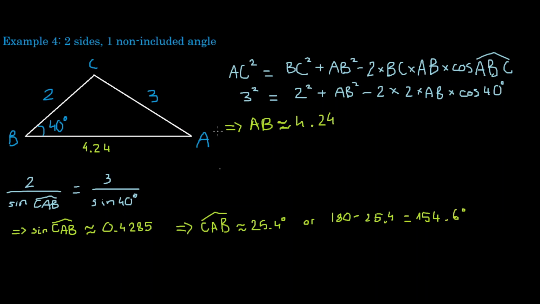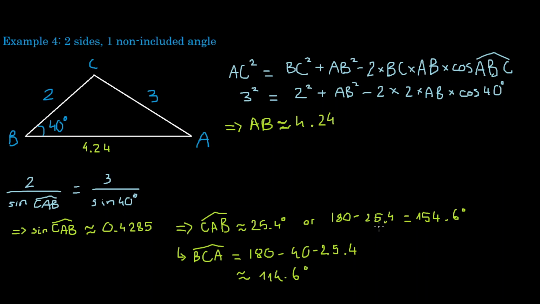This time, let's not just rely on the diagram alone to decide which one suits CAB better. Instead, let's check using the sum of angles properties. If CAB is equal to 25.4 degrees, angle BCA would just be equal to 180 minus 40 minus 25.4. And that will be 114.6. And no problem here.